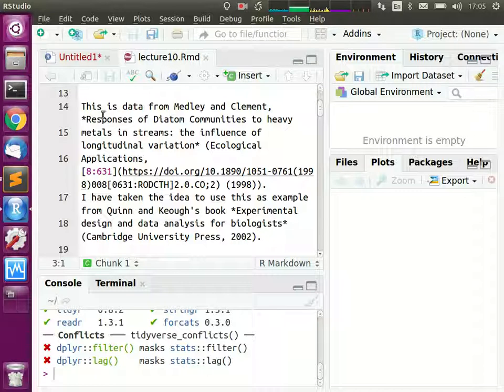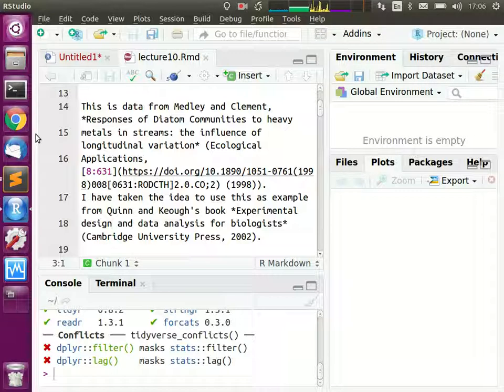And they use this example data from this paper, Responses of Diatom Communities to Heavy Metals in Streams: the Influence of Longitudinal Variation. A real typical ecology topic. Now, I'm a physicist. Whenever I read diatom, I think, oh, 2 atoms. You're biologists, you probably know that they are not 2 atoms, but they are some kind of plankton with some silica skeleton. If you don't know them, look them up. They look really nice under the microscope. And they are sort of a basis of your food chain in a marine or watery ecosystem.